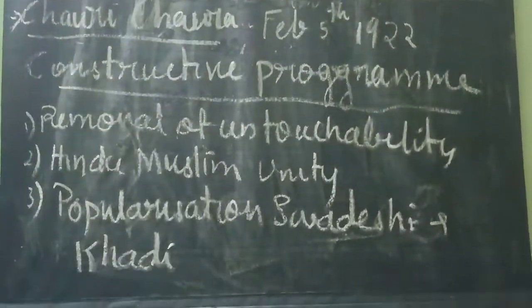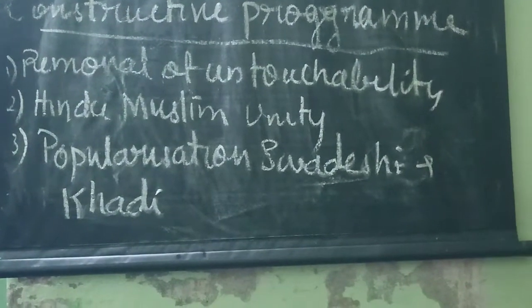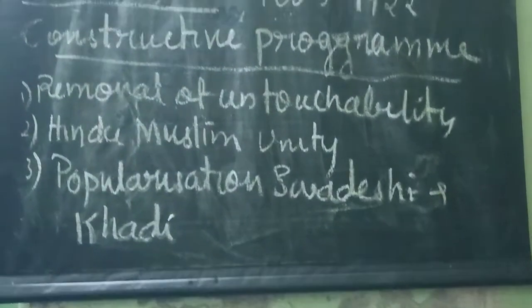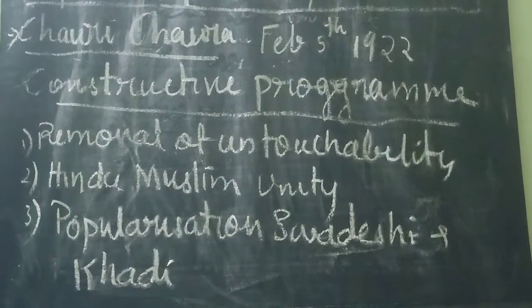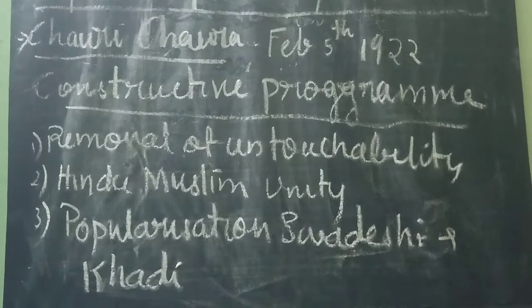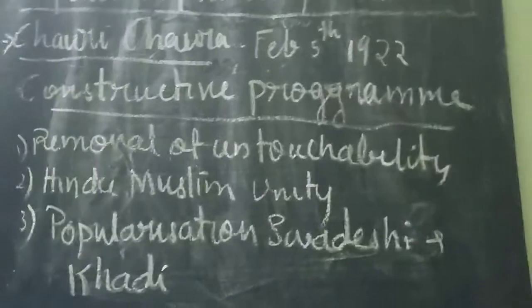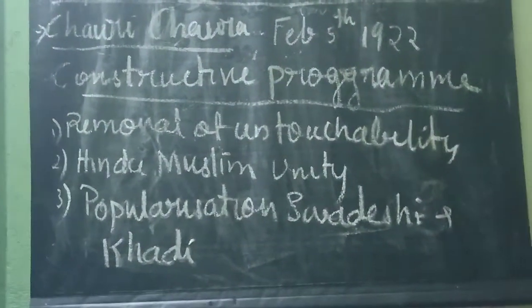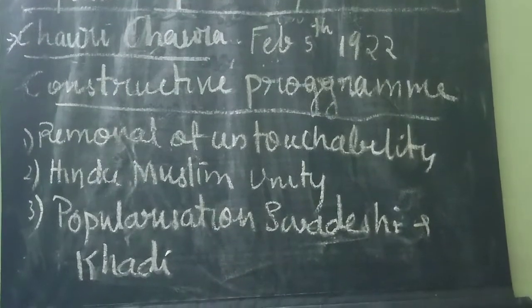What is this Chauri Chaura incident? The mob of peasants marched to the police station to protest against the police officer who had beaten some of the volunteers picketing a liquor shop. The police fired at the peasants, and these peasants got angry, set fire to the nearby police station and killed 22 policemen. That incident is called the Chauri Chaura incident.